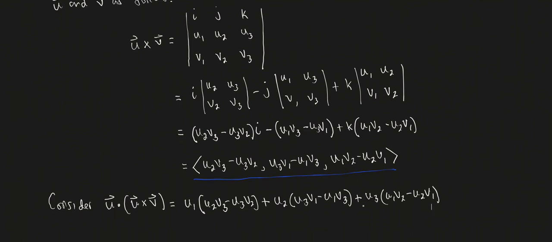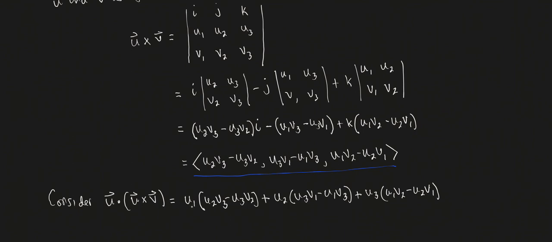And then let's go ahead and expand and distribute the U1, U2, U3. And let's see what we have. So we have U1 U2 V3 minus U1 U3 V2, and then plus U2 U3 V1 minus U2 U1 V3 plus U3 U1 V2 minus U3 U2 V1.